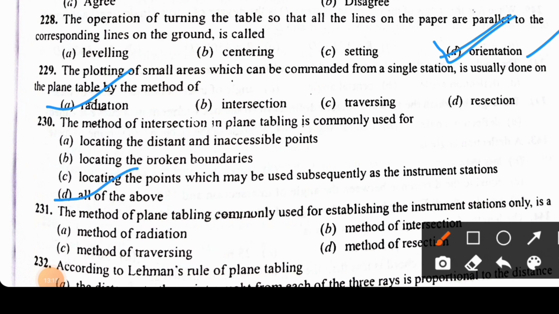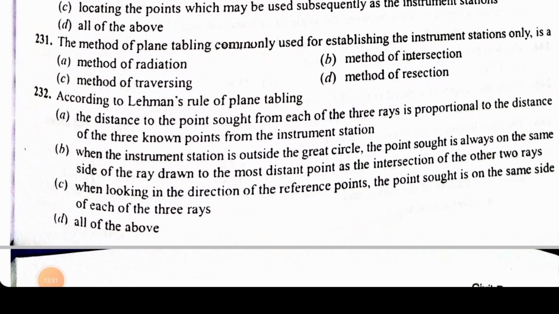The method of plane tabling commonly used for establishing the instrument station only is a method of resection. Method of resection.